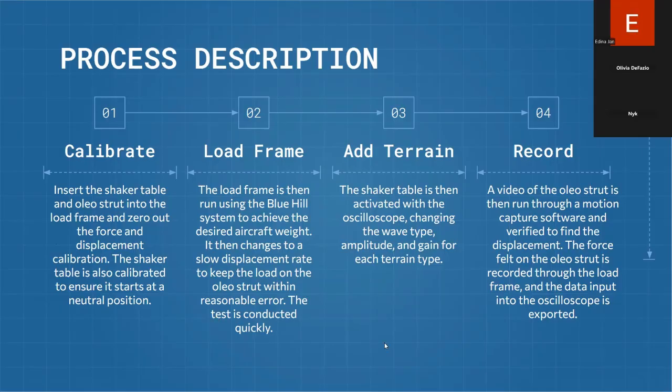The shaker table was then activated with the oscilloscope, changing the wave type, amplitude, and gain for each of the 3 different terrain types. And we recorded the Oleo strut and ran it through the motion capture software. And we also took key information from the force felt on the Oleo strut using the load frame and seeing what the output of the force was, taking into account what we had set the weight of the aircraft to be.